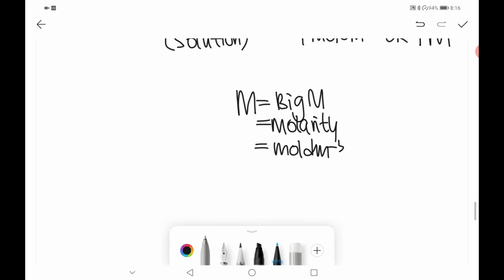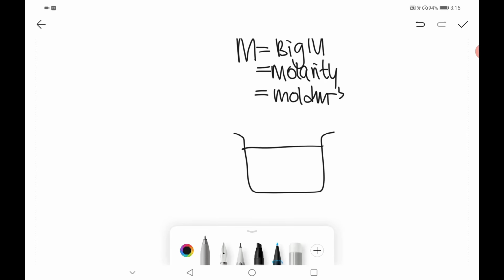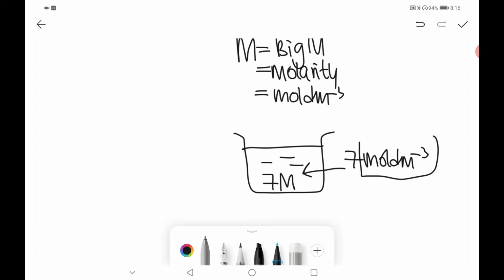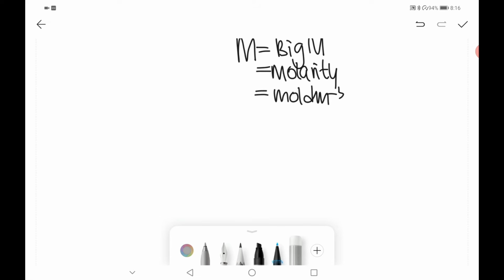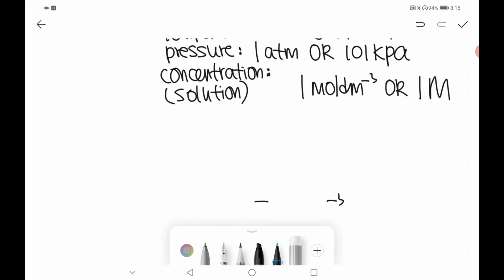For example, today I have a solution, and they put 7 M here. So 7 M means that the concentration is 7 mole per dm cube. The M is the short form for mole per dm cube, which represents concentration. So this is something that you have to be very careful about. All right, so now we already have 3.